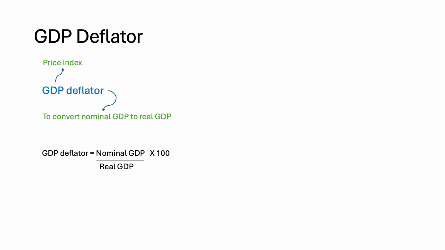The GDP deflator is a price index used to convert nominal GDP to real GDP. The GDP deflator is calculated by taking your nominal GDP, dividing it by your real GDP, and multiplying it by 100. Now, if you're given other data and you need to calculate your real GDP, you're going to take your nominal GDP, divide it by your price deflator, and multiply it by 100.